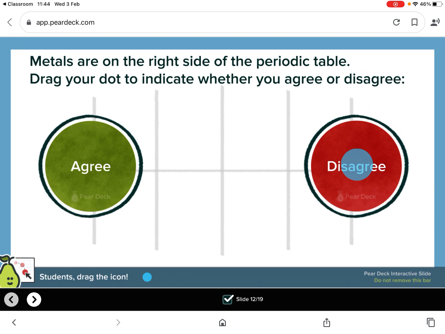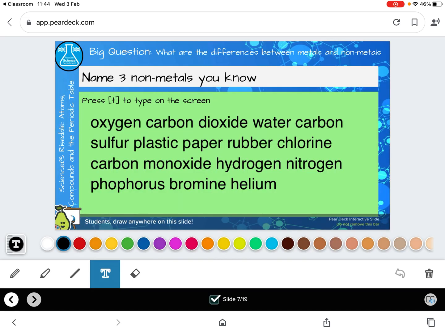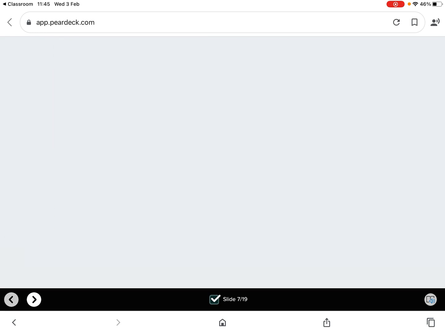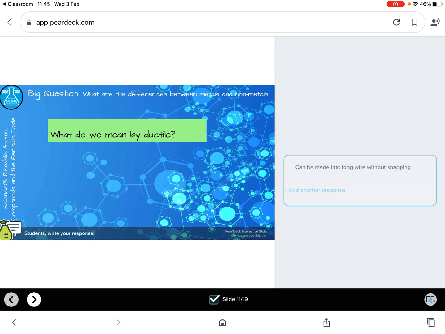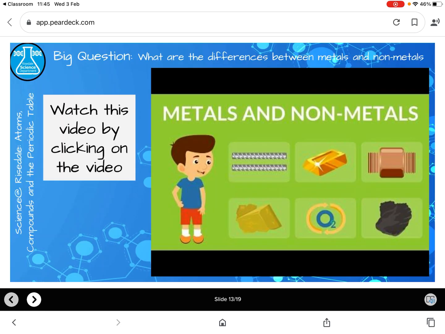Now, there's a picture of the periodic table earlier, and this statement, metals are on the right side of the periodic table. Drag your dot to indicate whether you agree or disagree. So if I go back and look at the periodic table, because I can skip through my slides, metals are on the right-hand side. So if I look at this, I can see metals are on the left-hand side. So that statement must be incorrect. We must disagree with that, okay? Now, you were asked to watch this video.